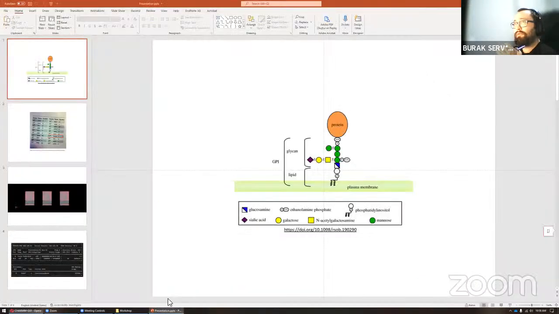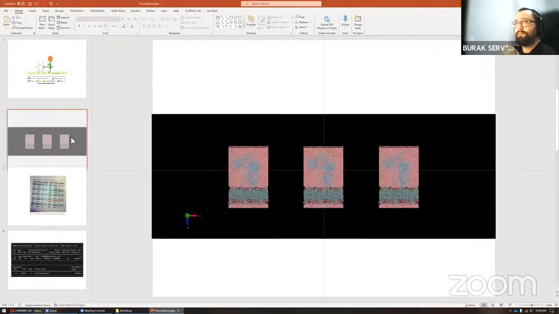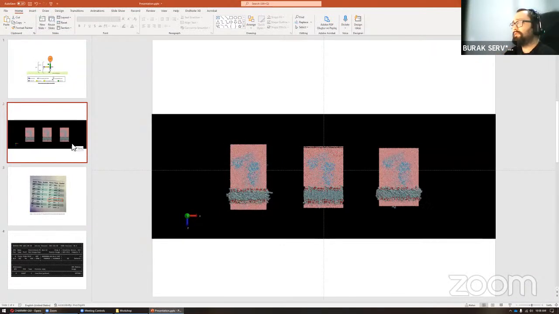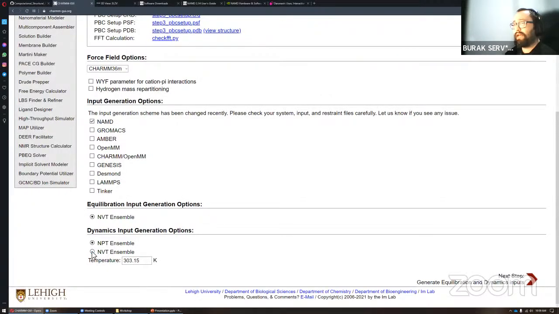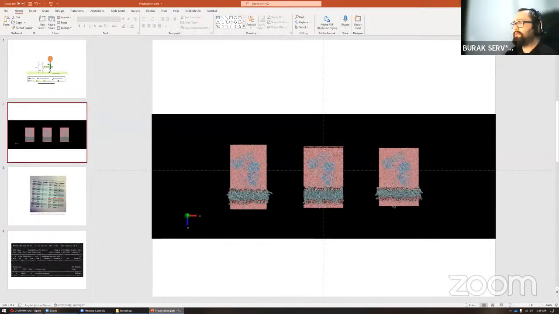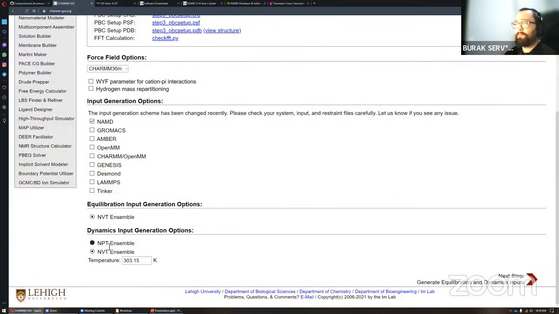Now, actually, I have a little GIF for you. Now you can see in the first one and the last one, volume can change every time. But when you select NVT ensemble, your volume will not change during your molecular dynamics simulation. So we should continue with NPT for this part.